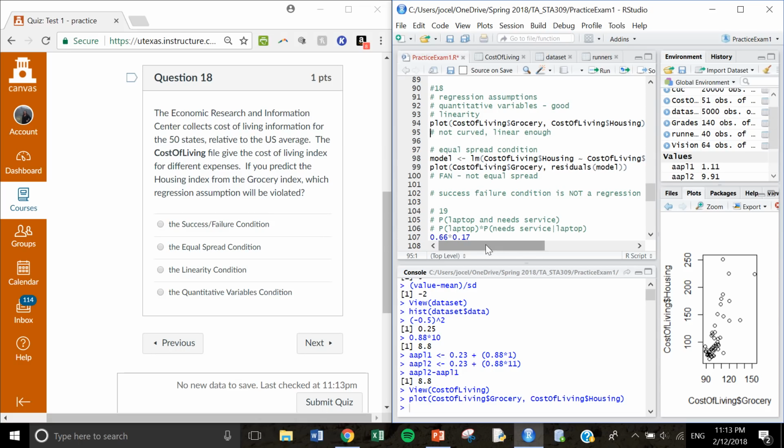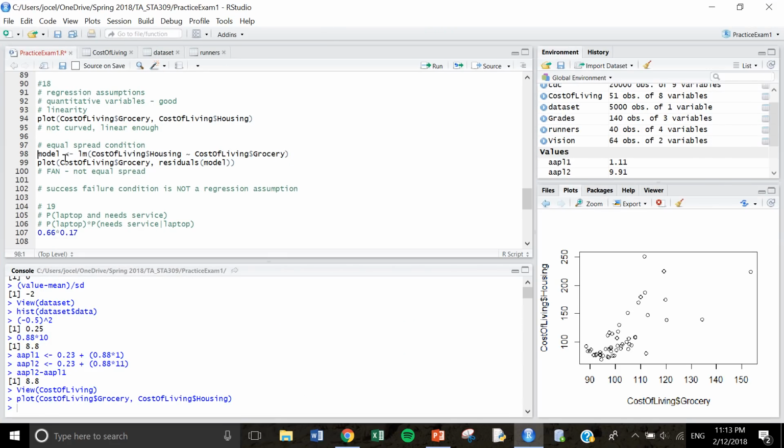Equal spread condition. This is the condition where we look at the residuals. We need to plot my x values versus my residuals. So to do that, I need to make a model first. So I'm going to do a model with my LM function, my linear model function, of my y variable, and then this squiggly sign, which is above the tab on your keyboard, and your data $ your x. So I'm going to make a model of that.